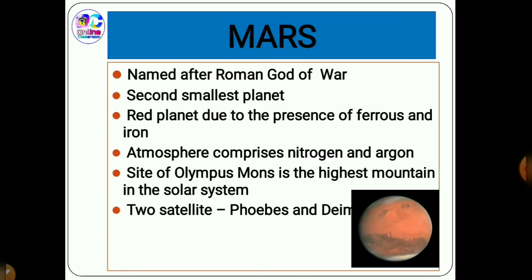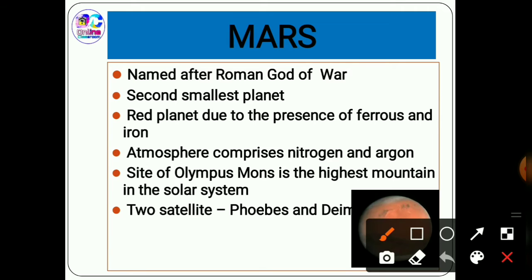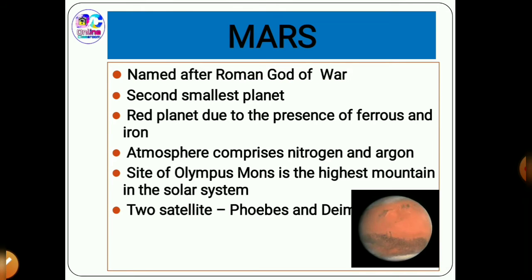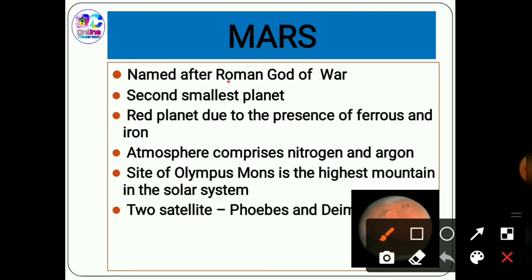The fourth is that we are going to talk about Mars. Mars has been named after the Roman god of war. It is the second smallest planet. The smallest planet is Mercury, as I have already mentioned. Now the second smallest planet is Mars. It is red due to the presence of ferrous iron in it, and the atmosphere comprises nitrogen and argon.